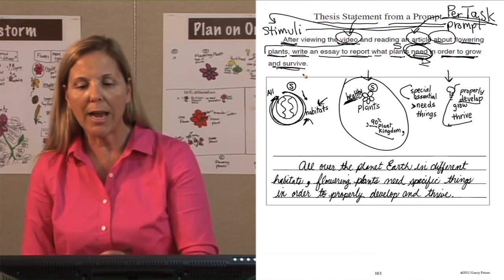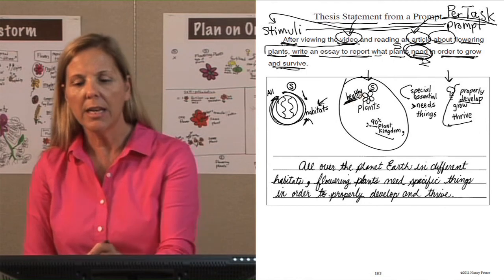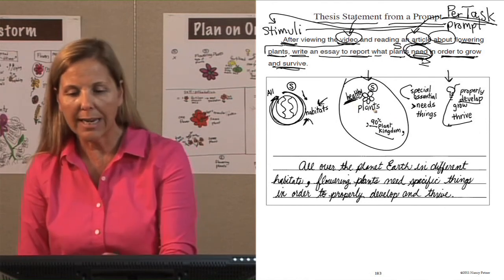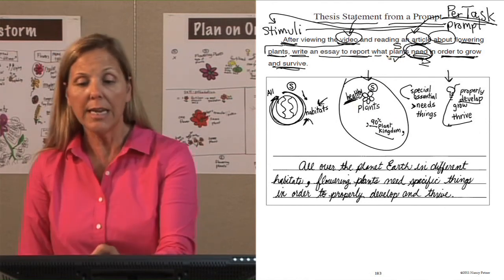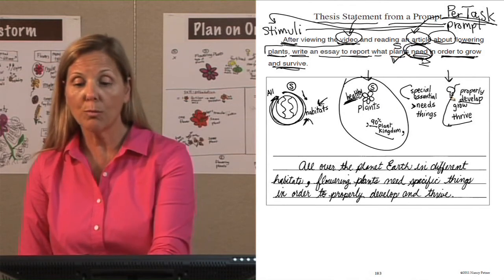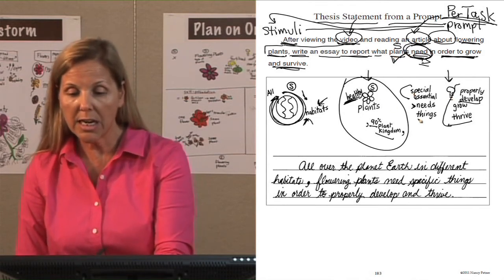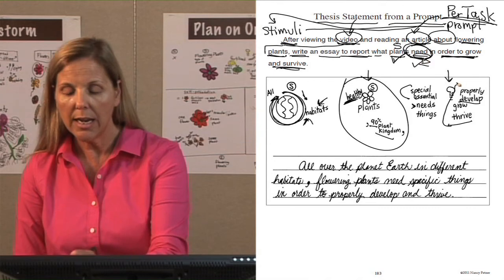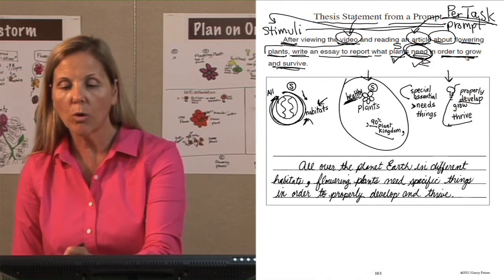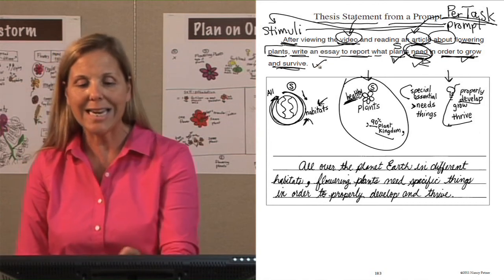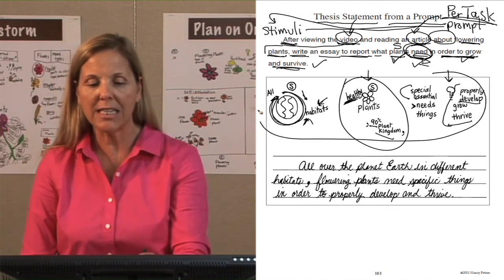I am going to go back up and say, I can identify the subject. I'm telling about plants. Let me go over to where my S is, plants. Yes, I have that. Next, I go to my light bulb. Here I said that they need things. So yes, need, in order to grow. So I have properly developed, grow, thrive, in order to grow and survive. Yes, I have that in my thesis statement.